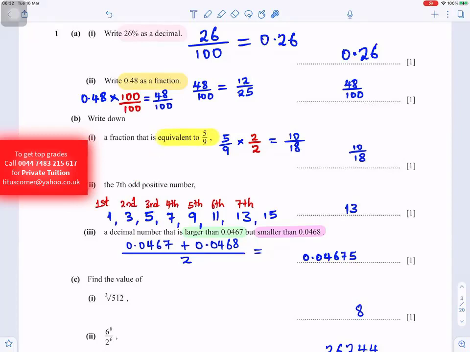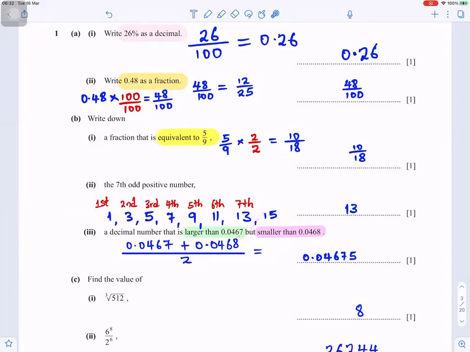Part 3, a decimal number that is larger than 0.0467 but smaller than 0.0468. What I have done is added the two numbers and divided by 2. So I choose a number in the middle of them, add the two of them, divide by 2, and that gives me 0.04675.